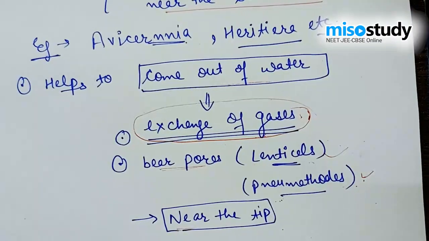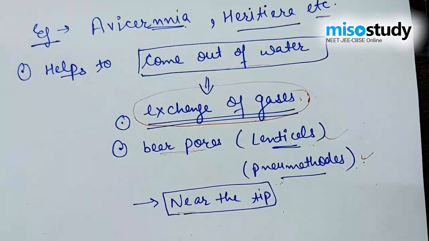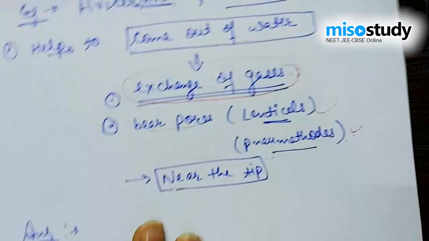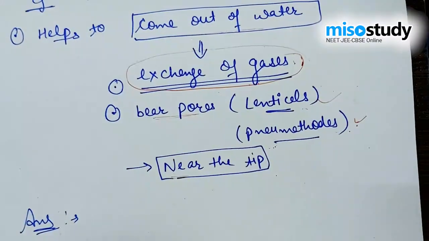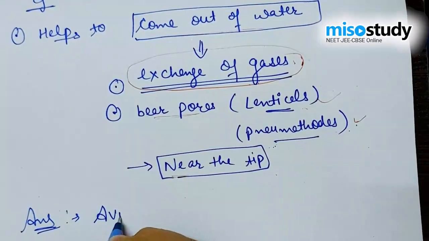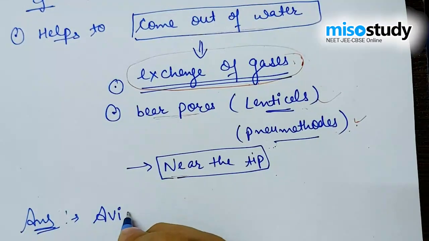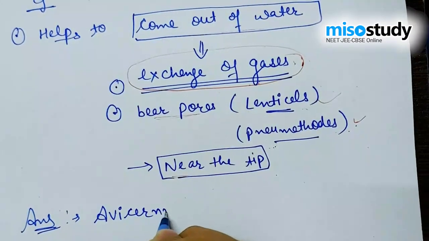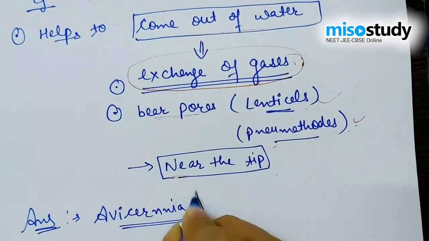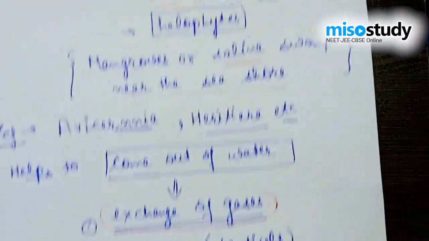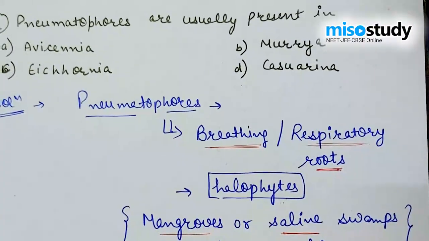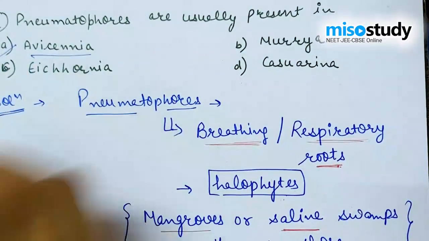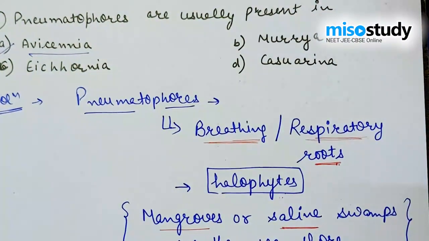So according to that, the question asks about the plant example which shows the pneumatophores, and according to the options Avicennia is the right answer in this case. Let's mark the right one. In the question, option A, that is Avicennia, is the right one. Let's move to the next question.